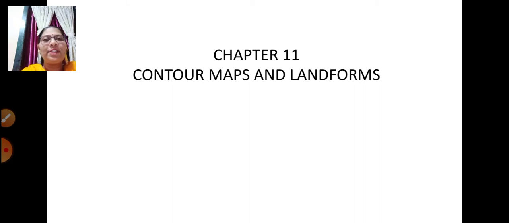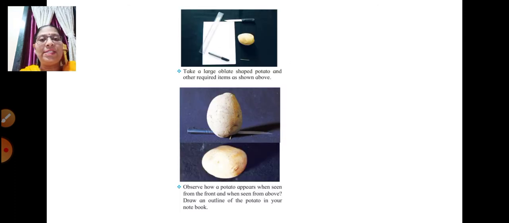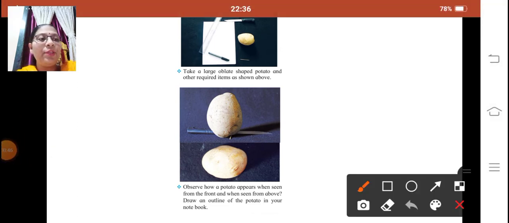Okay, so before we learn that, there is an activity which has been shown over here. It is pictures which will be shown to understand what these contours mean. Let's see. Over here, you can see, take a large oblate shaped potato and other required items shown above. You can see a potato is taken, a pen, a scale, a knife, and a paper. So these are the things taken.